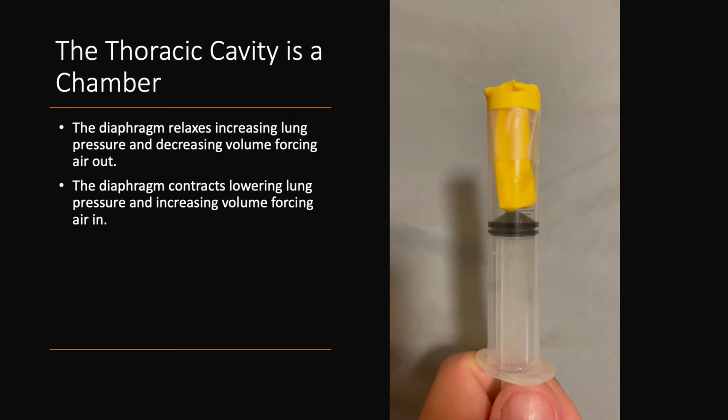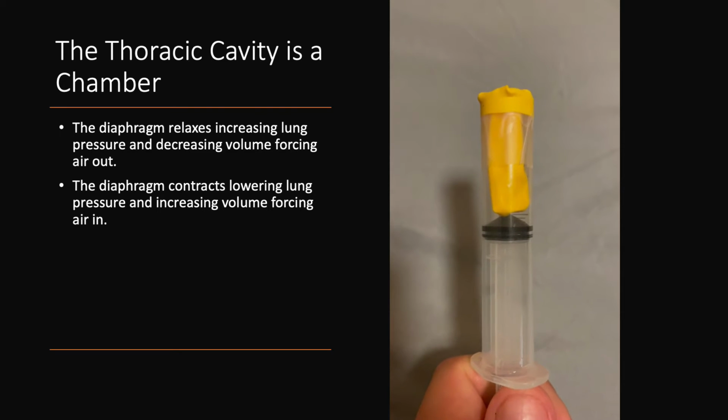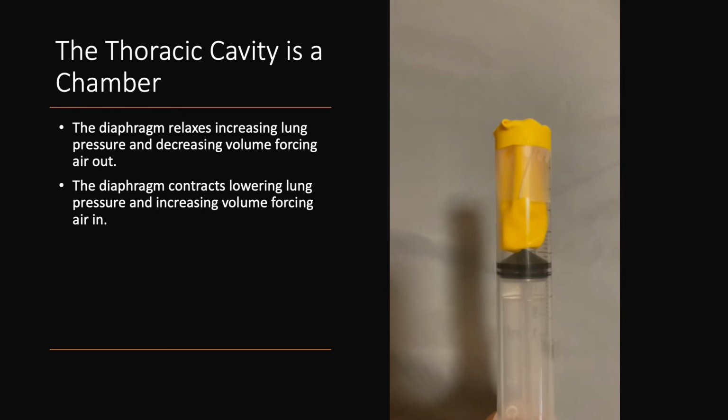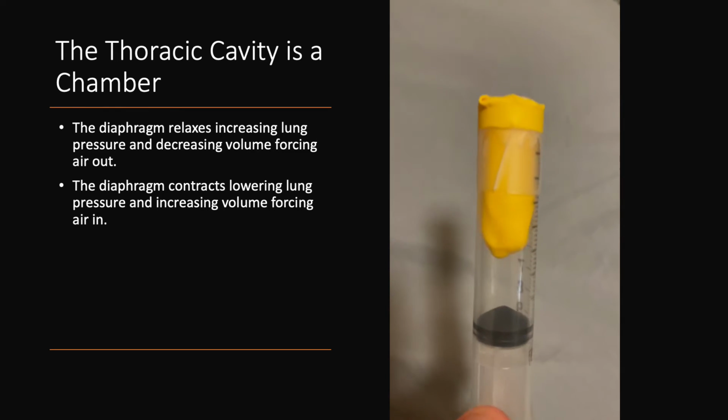So first thing we are going to discuss is how the lung cavity, or the thoracic cavity, is a chamber for our lungs. The bottom of this chamber is the diaphragm, which when it relaxes, increases the lung pressure, decreases volume, and forces air out through our mouth and nose. And in the opposite direction, when the diaphragm contracts, it lowers the overall lung pressure, increases the volume, and forces air back in. So we'll see through this video with the syringe and balloon, when the diaphragm moves down, it inflates the lungs, and back up, it deflates the lungs.